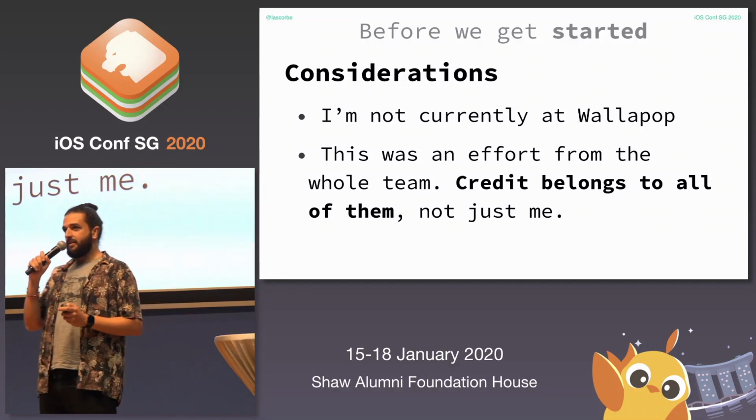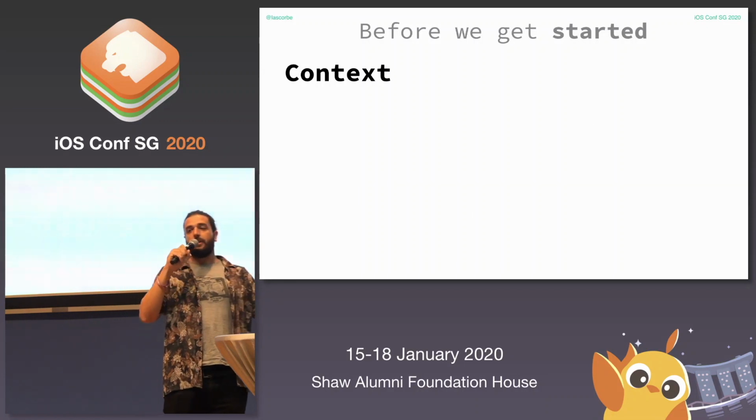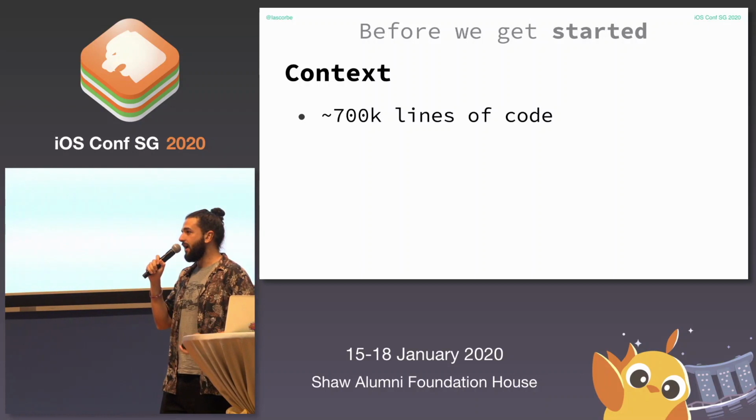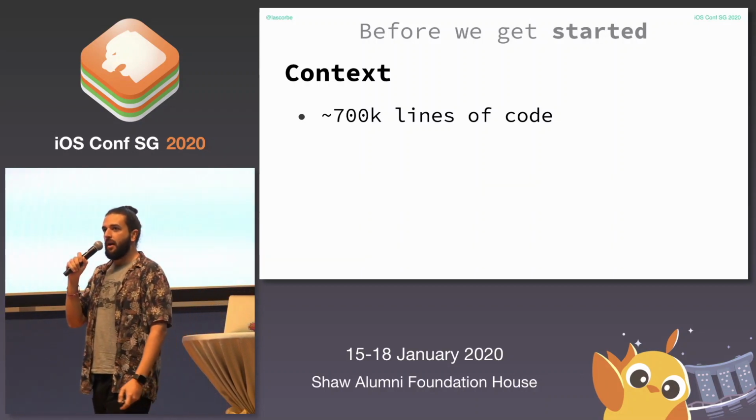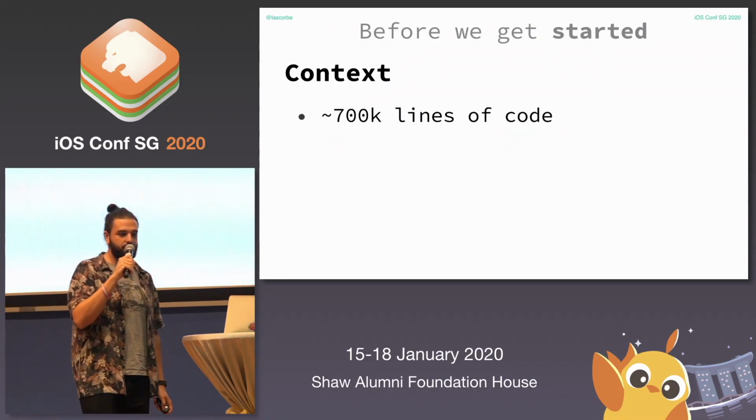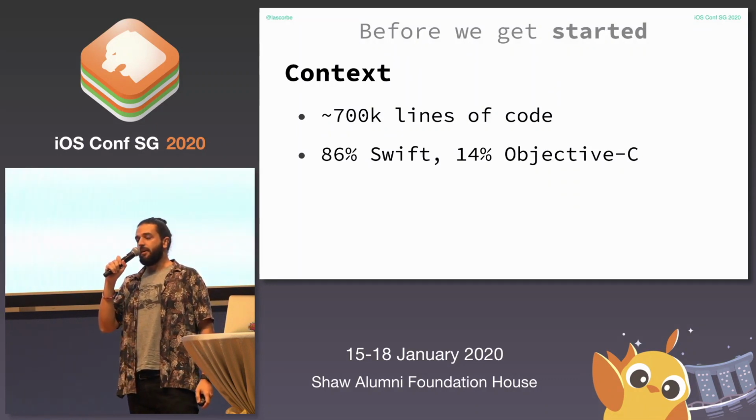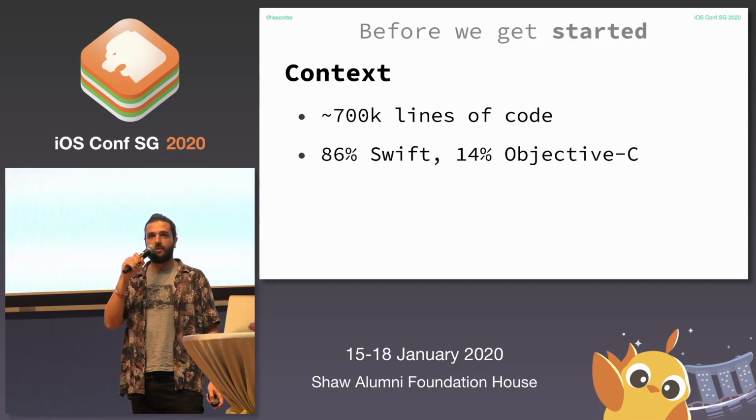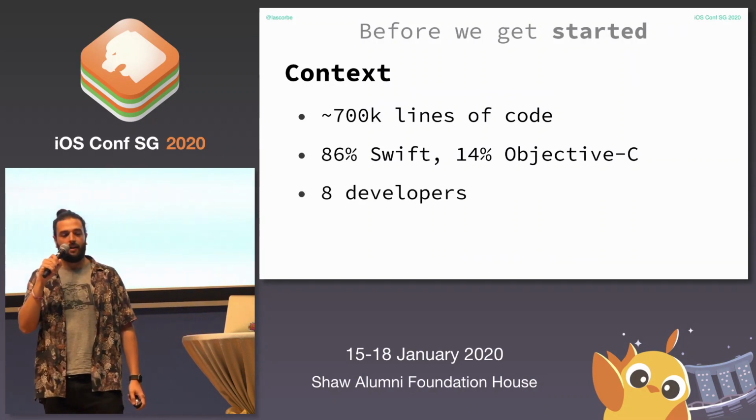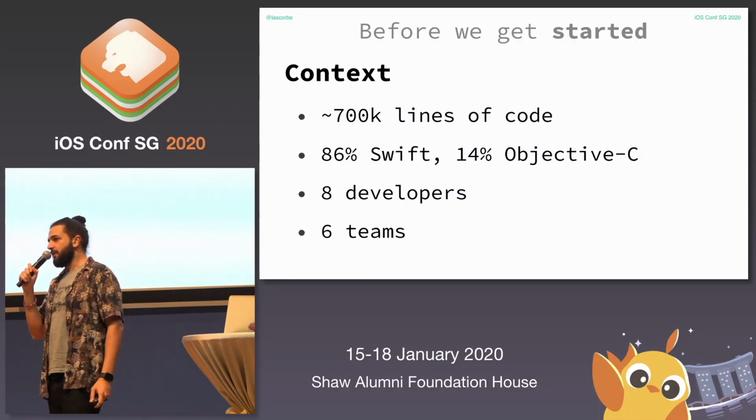So let's get a bit into context here. We were working on a really big project. We had like 700,000 lines of code without counting the third-party libraries. We had 86% of Swift and 14% of Objective-C. We were eight iOS developers working on the company, and we were spread over 6 cross-functional teams.